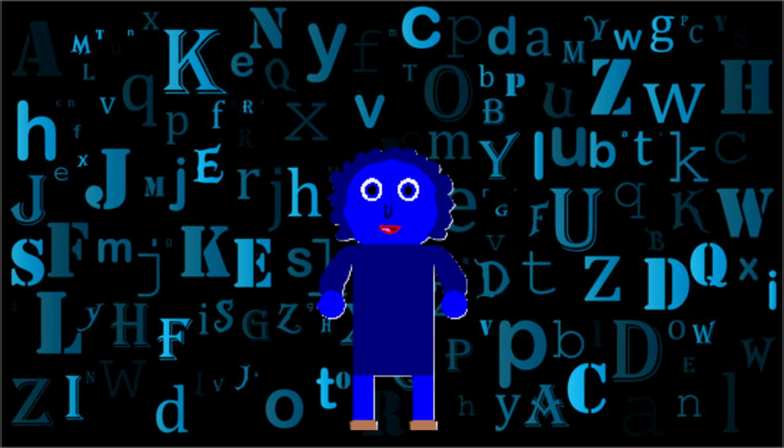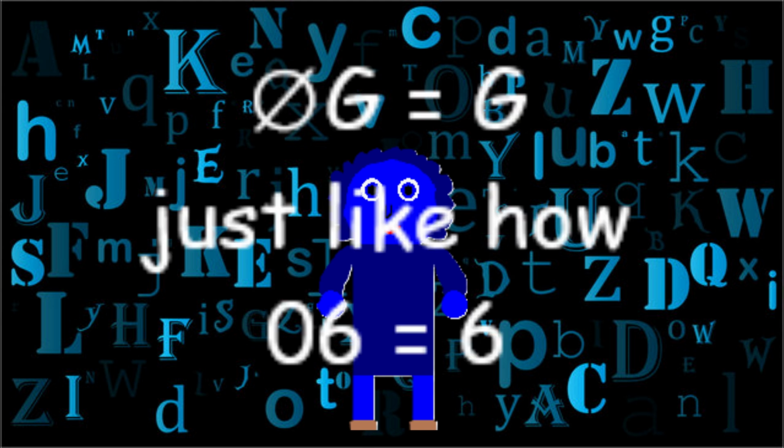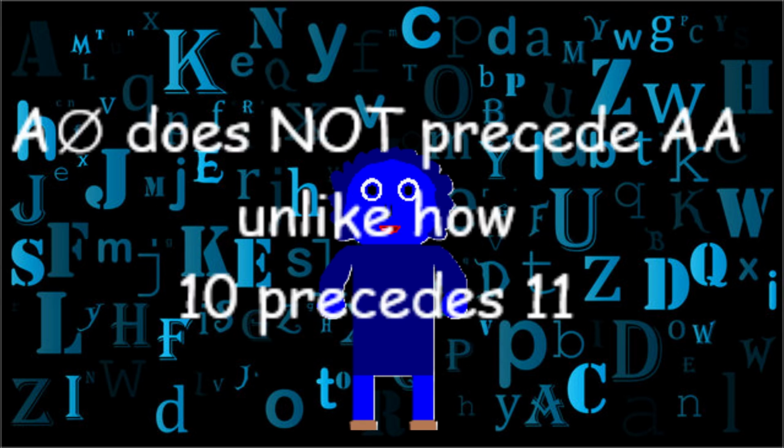Now let's count down. So for this, we'll obviously use the negative system to count below A, but we'll need a neutral letter that divides positive and negative letters, like 0 in numbers, and we don't have one. So we're going to use the null symbol indicated on the screen to represent the letter equivalent of 0 and call it null. So for example, null G is like saying G, just like how 06 is like saying 6. However, A null does not precede AA, unlike how 10 precedes 11.